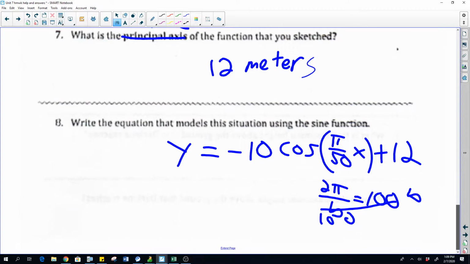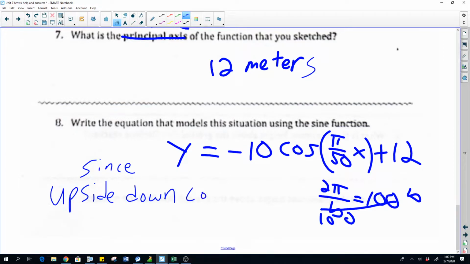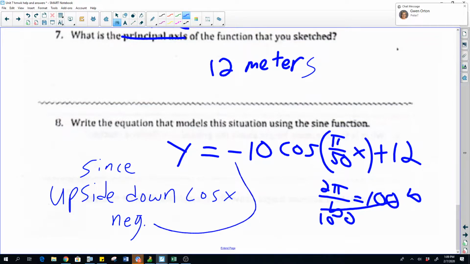And then the equation is going to be y equals, it is an upside down cosine graph, so we're going to have a negative sign in the front. So we're going to put negative there. Again, the amplitude was 10.